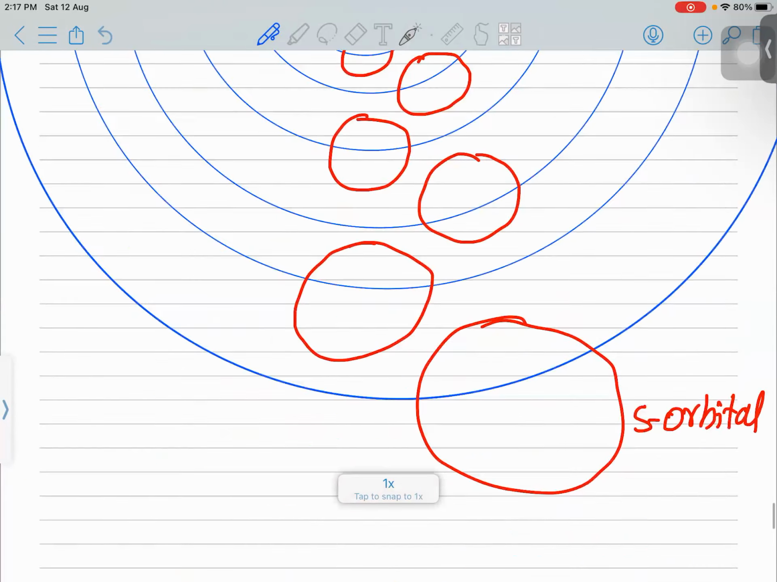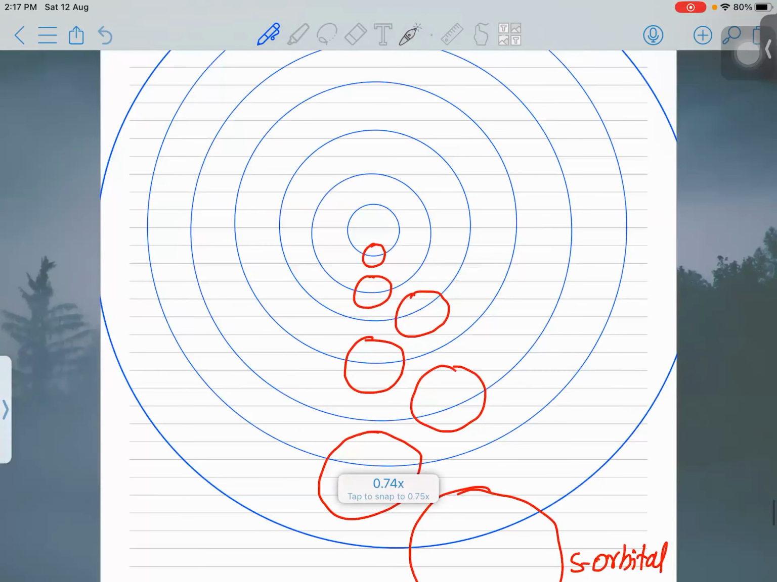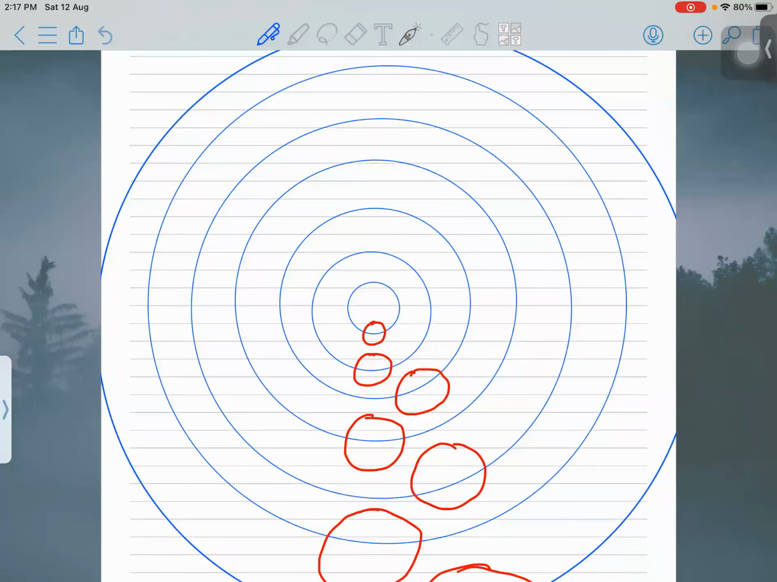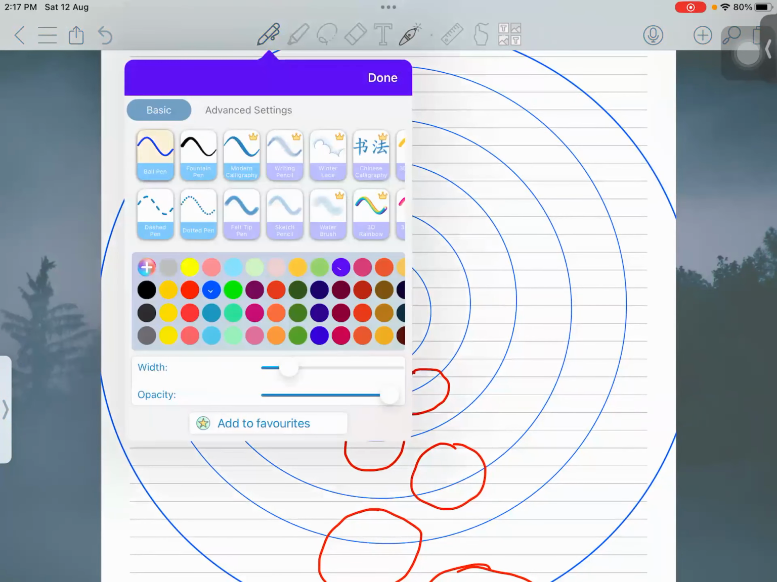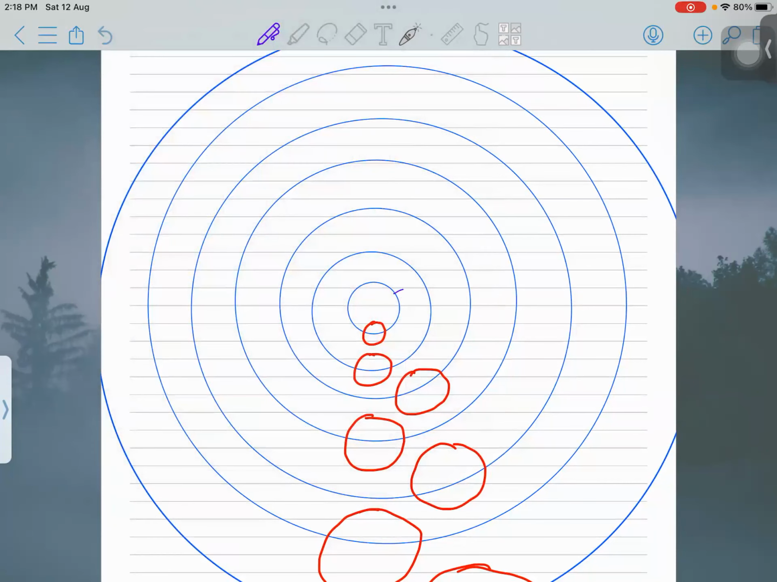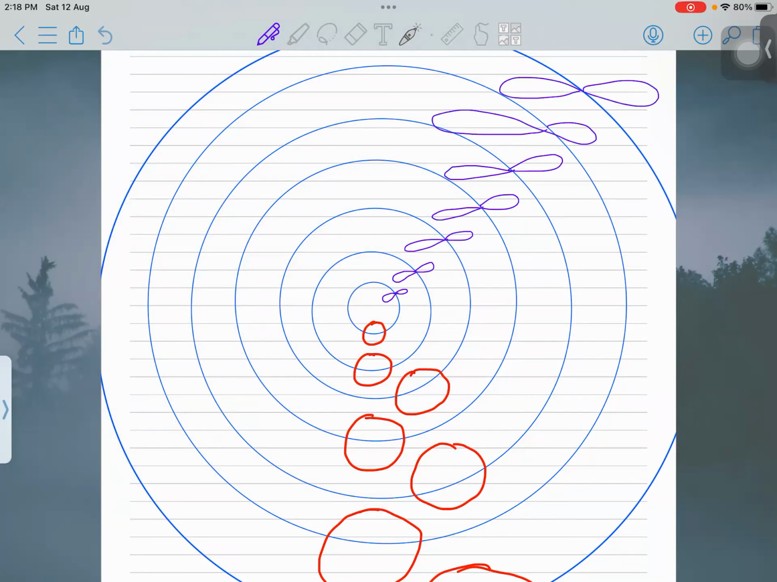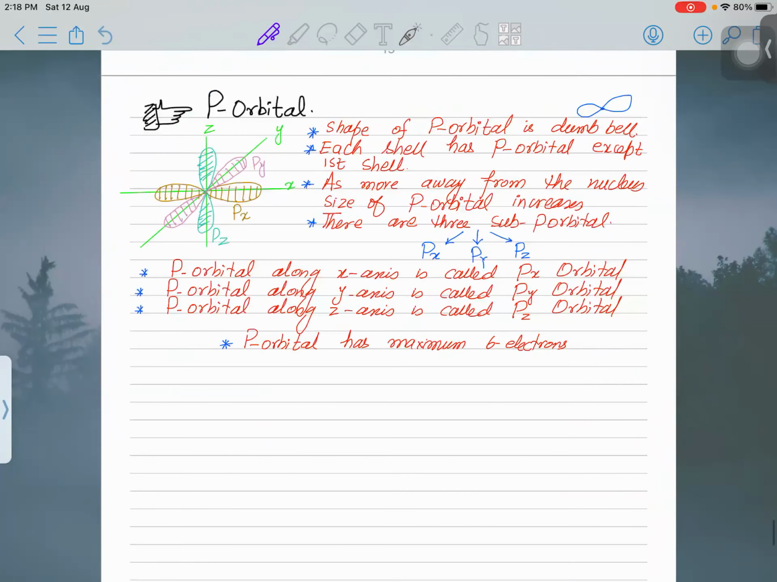Now look at the p orbital. Let's suppose this is px. Let's suppose this is only px. The size of the px orbital increases.